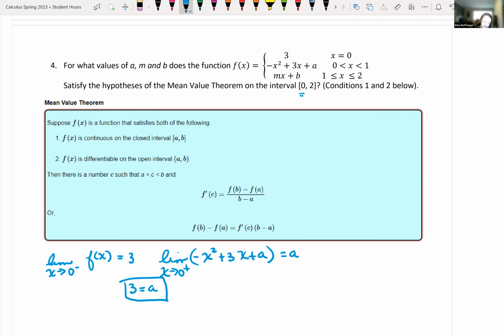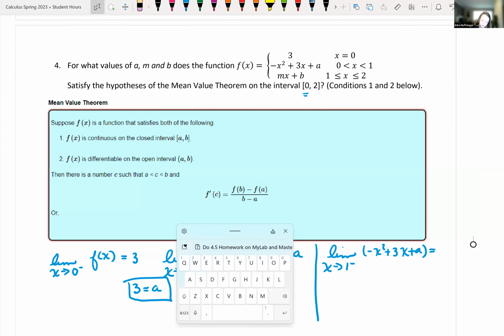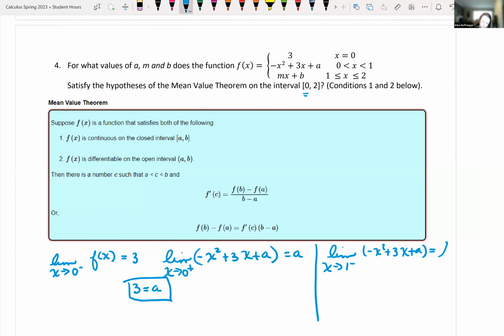So same sort of idea: the limit as X is approaching 1 on the left, which tells me to use the second equation, negative X squared plus 3X plus A, has to equal the limit as X is approaching 1 on the right-hand side. Our right-hand side, we're using the third equation, mx plus b. So let's go in and do direct substitution.